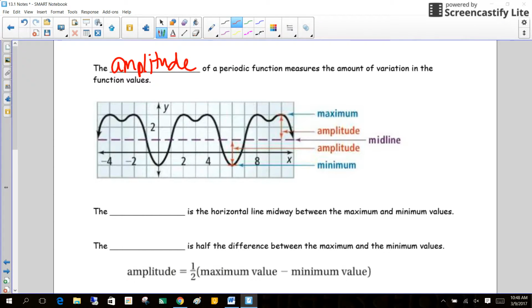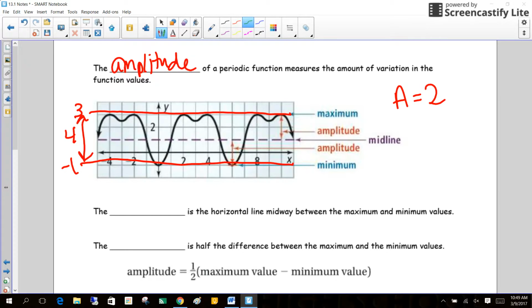So if you look at this graph here, the maximum value of this graph is along here at a 3. The minimum value of this graph is down here at a -1. So the distance between those two is 4 units. Now amplitude again is technically half of that. So our amplitude in this case is a 2.